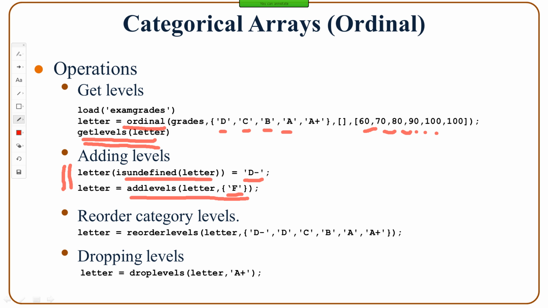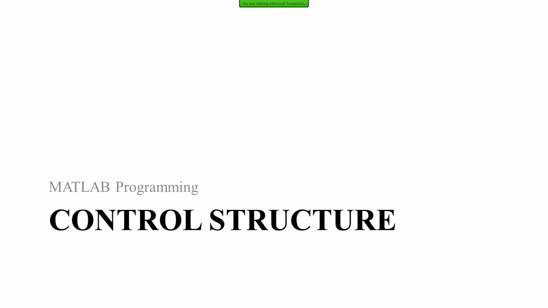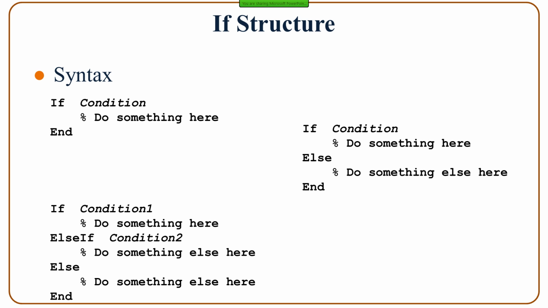Next, we talked about control structures. The syntax of the if structure is: if the condition is true, then do something, and if you start with if, then you end with end. This is one of the syntaxes. In this syntax, you only consider doing something if the condition is true. If the condition is false instead, then you don't do anything. That is the first syntax.